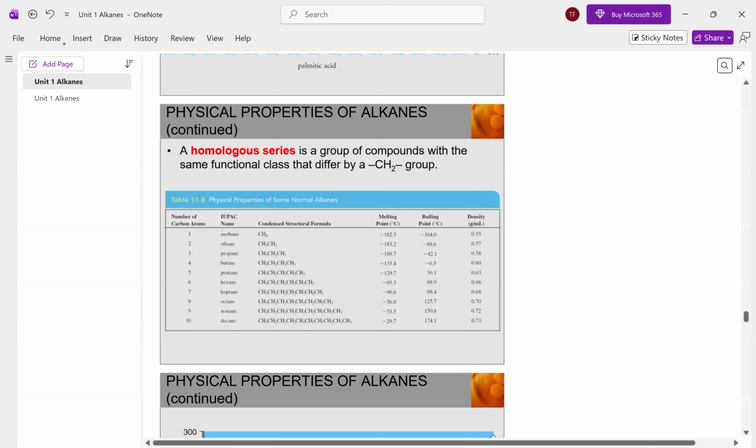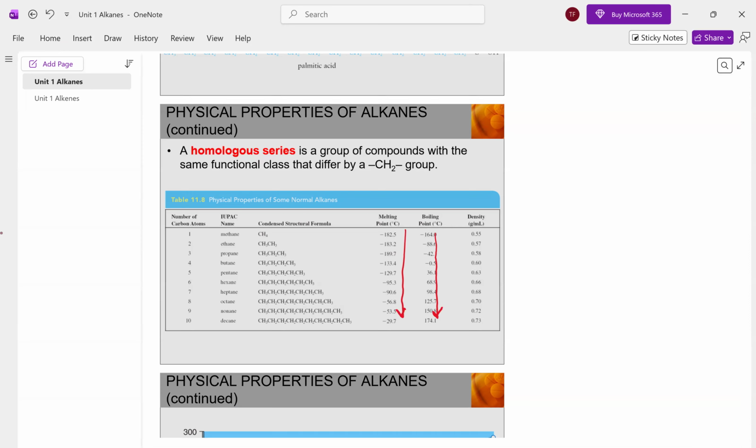So if you look at the size of alkanes, starting from 1 carbon long to 10 carbons long in this case, notice what happens. The boiling point goes up. Melting point goes up. And the surface tension goes up.